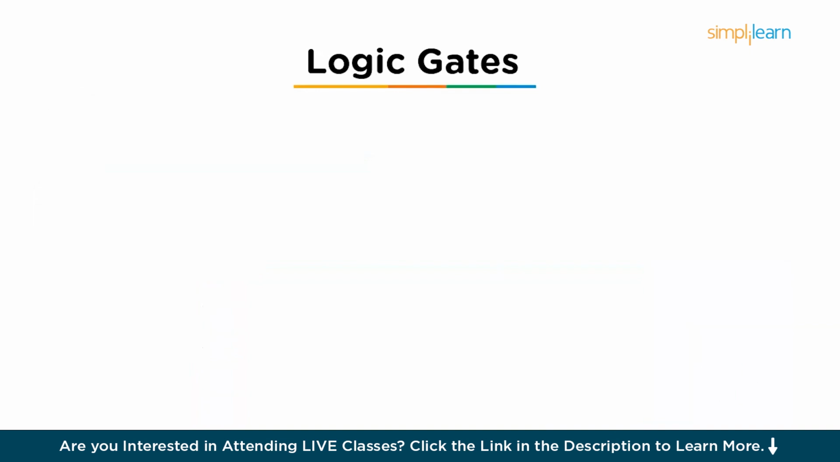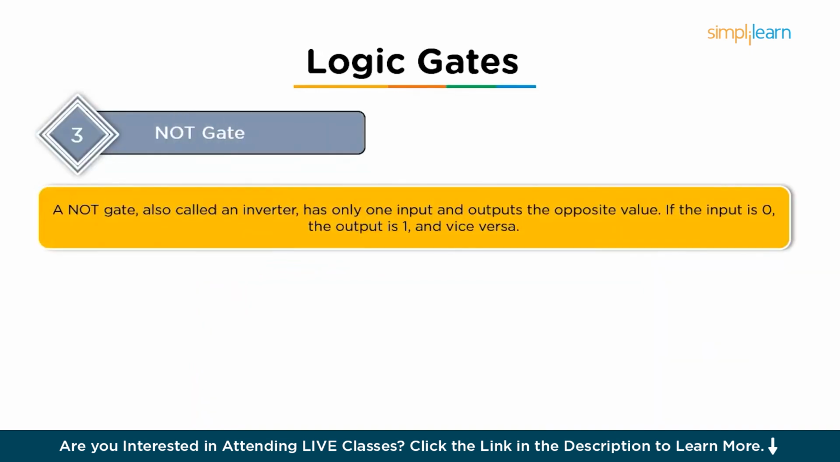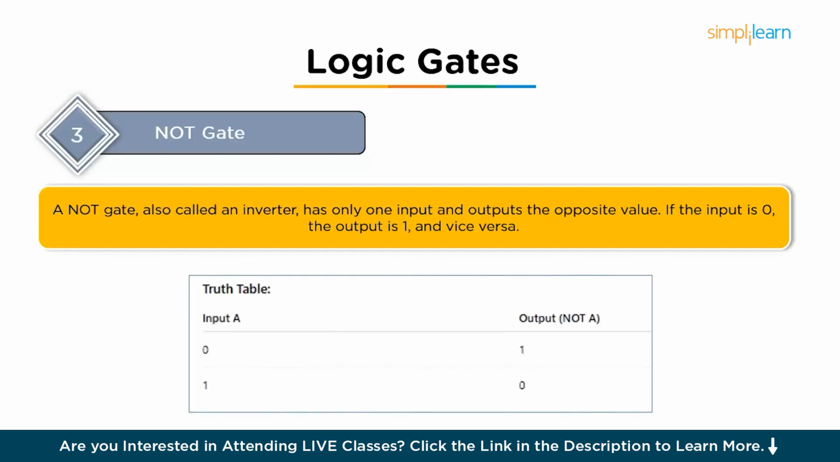Now let's jump into the next gate, which is the NOT gate. A NOT gate, also called an inverter, has only one input and outputs the opposite value. If the input is 0, then the output is 1, and vice versa. Here you can see if the input is 0, then the output is 1. If the input is 1, then the output is 0. Because it has only one input, it outputs the opposite value. So this is the NOT gate.